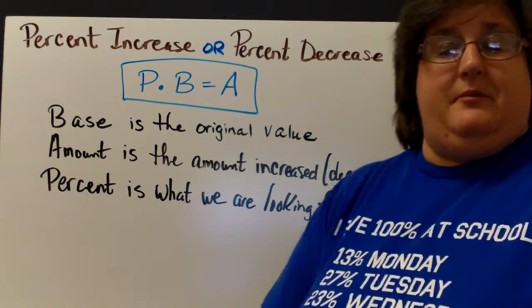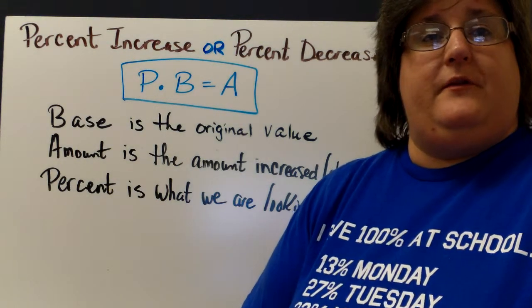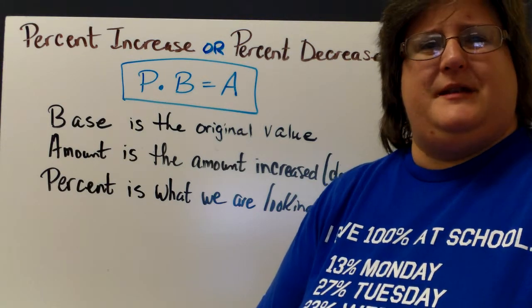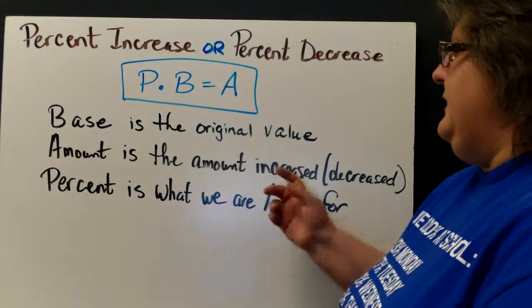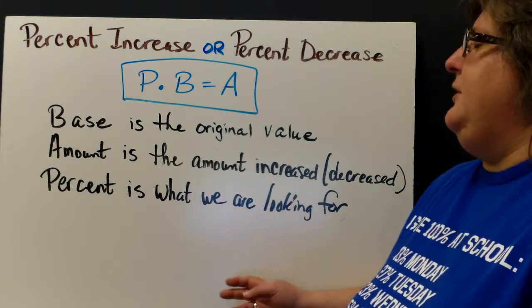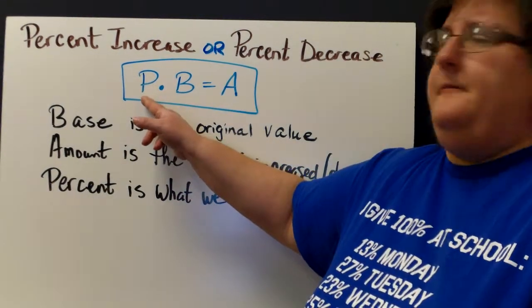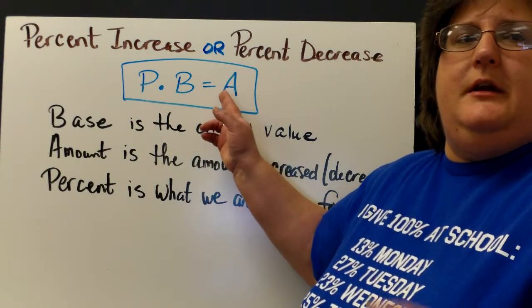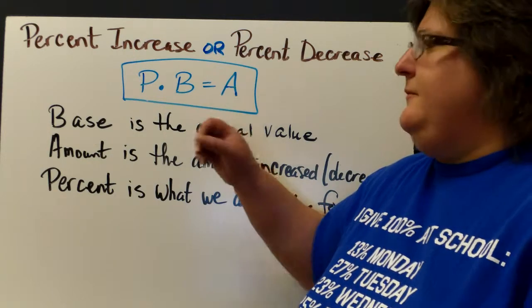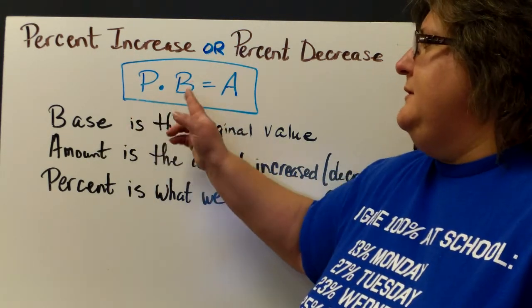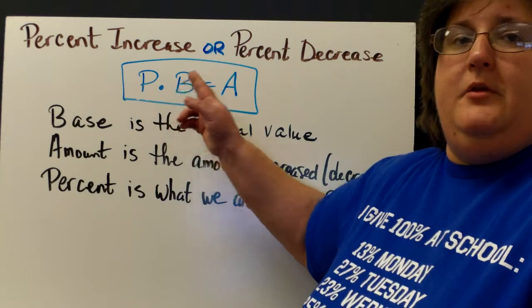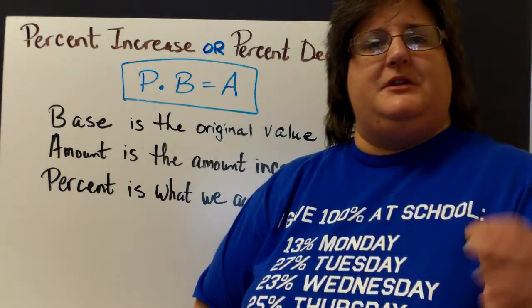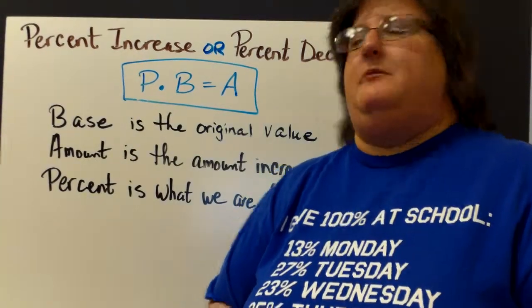Actually, did it go up? That would be like the nickel. If it went from 45 cents to 50 cents, we don't use the 50, we actually use the 5 cents. That's the amount that it increased. The percent is what we're looking for, so that's where our variable will be. That's our original amount, and that's how much the situation increased or decreased. Again, percent is what we're looking for. That's the variable. Our original will always be the base, and how much it actually increased or decreased will be our amount.